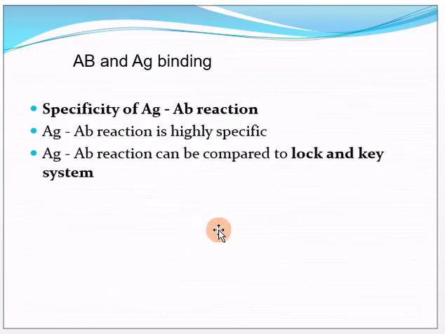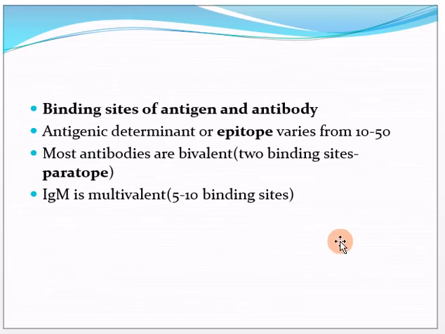All right. Now, this reaction is very specific. It follows the lock and key system. Antigen and antibody bind together using two different sites. Antigen has the epitopes and antibody has the paratopes. These are the two sites where they combine with each other.